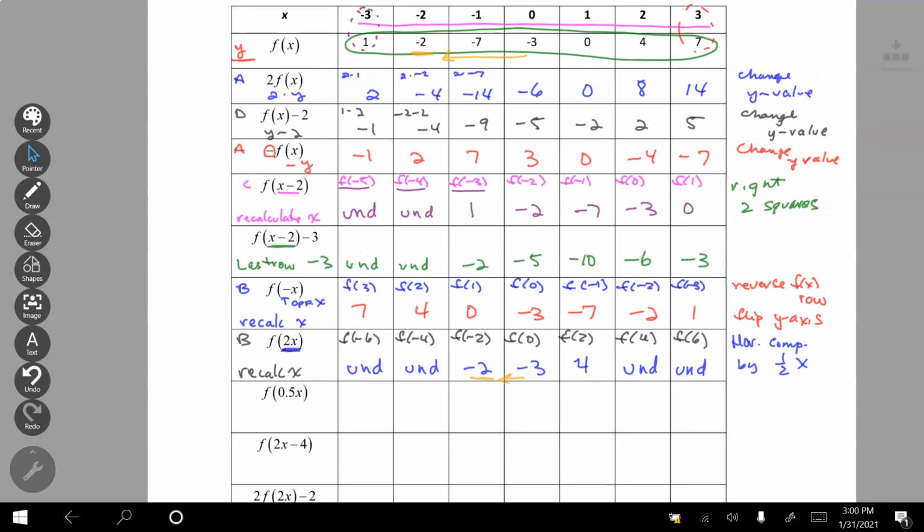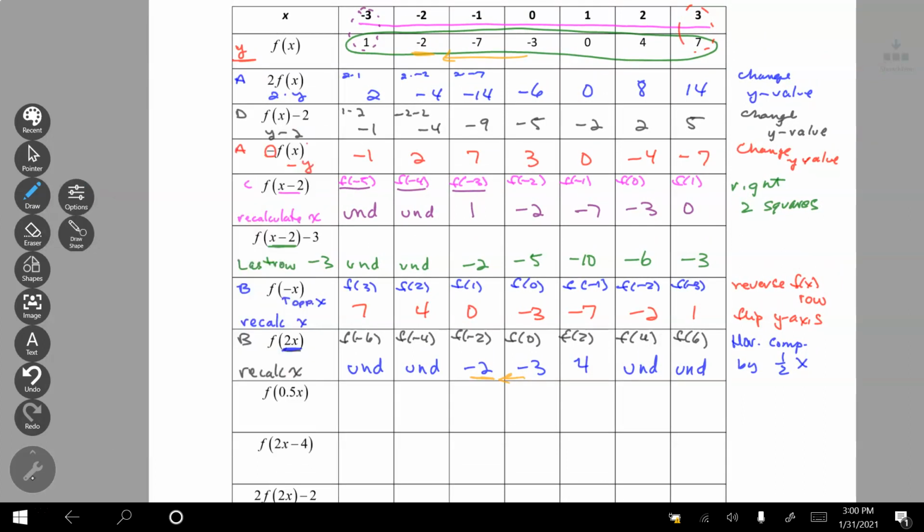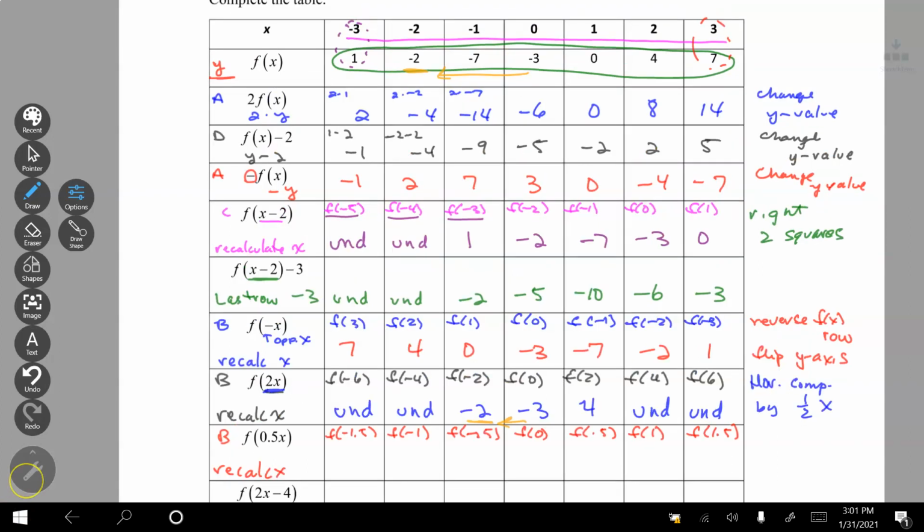So I'm going to use this. Again, I have a b value. My b value is a half, so I'm going to recalculate my x values. So I recalculated all my x values, and I realized I have to match up y values. Well, there is no -1.5 for x here, so f of -1.5 is undefined. F of -1, I do have a f of -1. That result is -7. -0.5 is undefined. F of 0 is -3. 0.5 is undefined. F of 1, I do have a result of 0, and f of 1.5 is undefined.